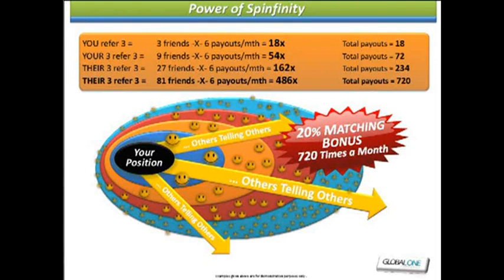Here's the next one here. All 3 of those refer 3. So when it's happening now, you have 81. And you multiply that times the 6 payouts a month, you're getting paid 486 times just in your first 30 days. But to remind you, that's just on that generation. You're getting paid 720 times total.